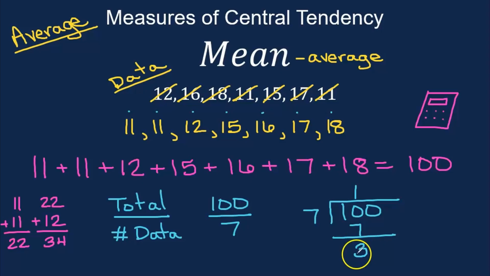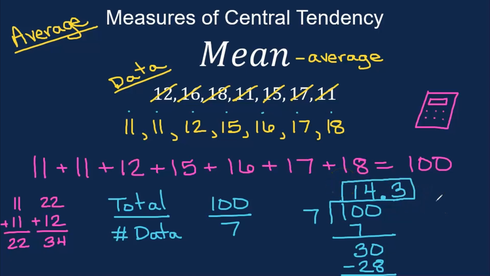10 minus 7 is 3. 7 goes into 30 4 times, 28. And when we subtract, we get a remainder of 2. Now, of course, we probably don't want to work with remainders. We want to work with decimals. If you were to put this into your calculator, you are going to get 14.2857, and it continues going. And so we're going to round that off to 14.3 in our calculator. And that's our final answer.